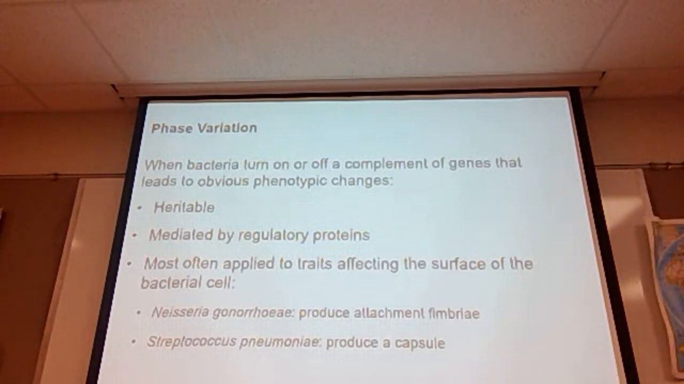When bacteria turn off or on a complement of genes that leads to obvious phenotypic changes, that is referred to as phase variation. These phase variation genes are heritable. They are mediated by regulatory proteins found within the cell, and they most often apply to traits affecting the surface of bacterial cells. A couple of examples are Neisseria gonorrhoeae, the causative agent of gonorrhea, and Streptococcus pneumoniae, one of the causes of pneumonia. Now, here's the thing.